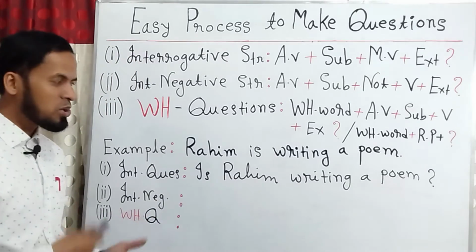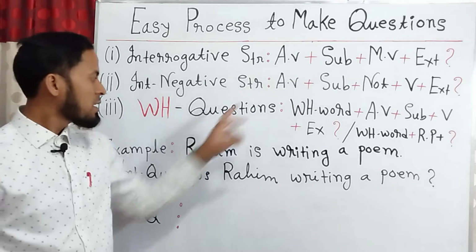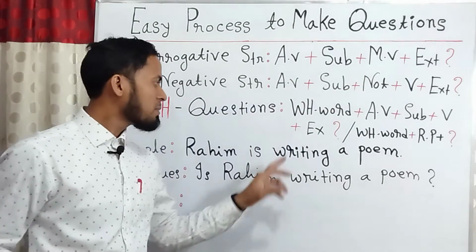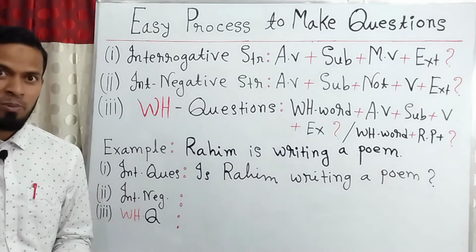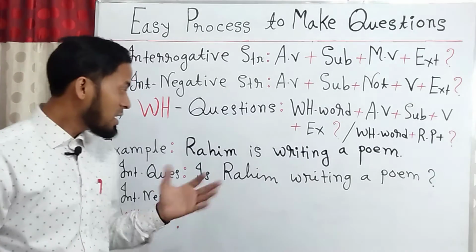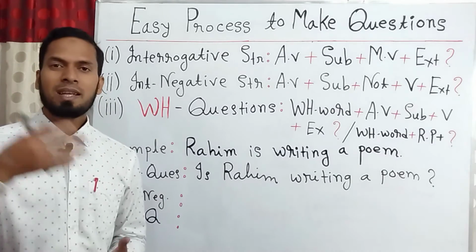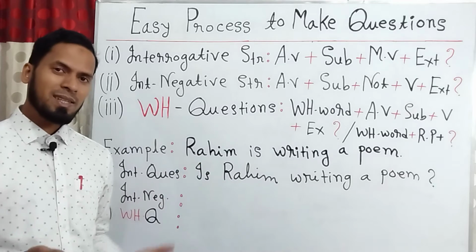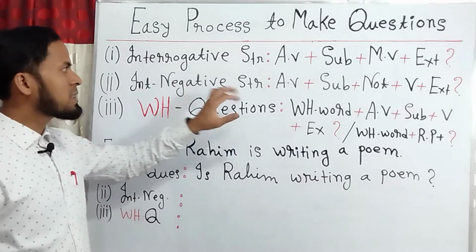Then if you want to make a question, at first you have to choose the auxiliary verb is, then subject Rohim, then main verb writing, then extension a poem. Is Rohim writing a poem? That means you ask a question to Rohim: is Rohim writing a poem? You can ask anyone, and the answer is, yes. And now you want to make interrogative negative at a time.